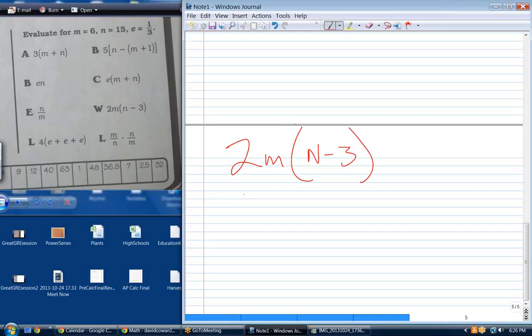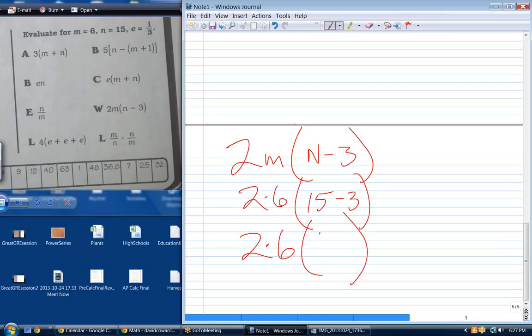So what are these numbers? It'd be 2 times 6 plus 15. Hold on. It's 2 times M times the quantity. So 2 times n minus 3. 15 minus 3. So first you do 15 minus 3. If we're going to do PEMDAS, let's do that. 12.